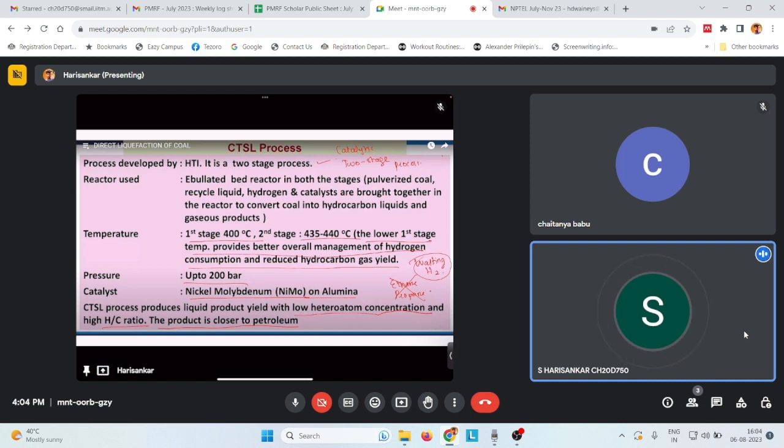The other advantage is that we have a very low heteroatom content and a very high hydrogen to carbon ratio. So this product again can be comparable to that of petroleum crude oil.